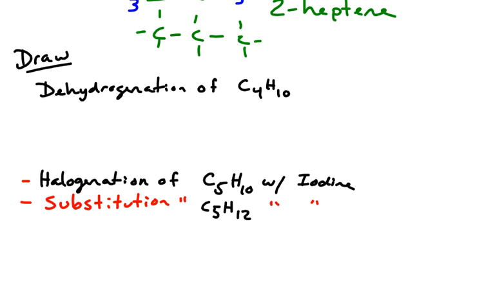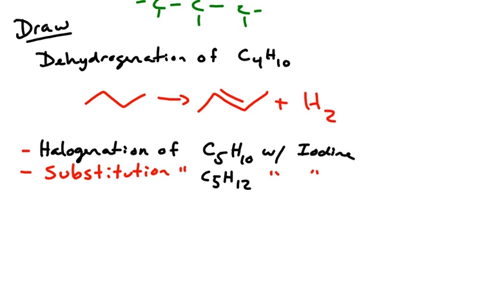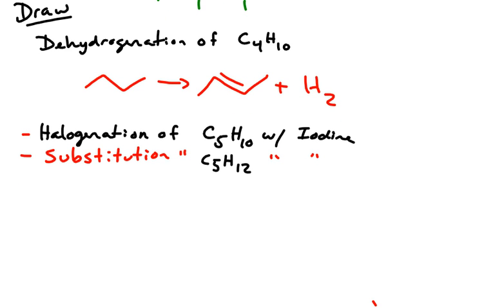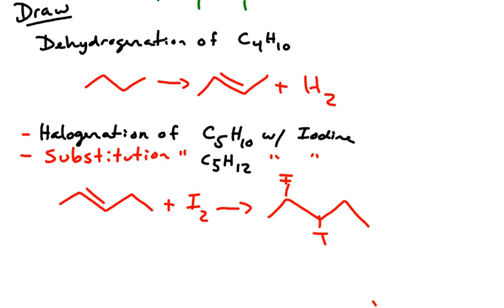All right, and then I could ask you stuff. I'm just going to draw these out. A dehydrogenation of this would be something like this. You could draw something like that. You could do anything you want. A halogenation: to have a halogenation, you need to have somewhere to add it. So it could look like this. And then a substitution, finally, would look something like this.